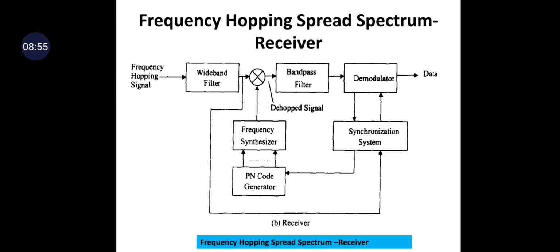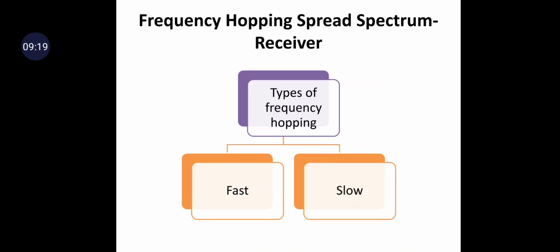Then let's see about the receiver. Frequency hopping spread spectrum receiver. Here the input is the frequency hopping signal and the output is the actual message data that is transmitted. So here we have several blocks. They are wideband filter, bandpass filter, demodulator. Then we have the PN code generator, frequency synthesizer and synchronization system.